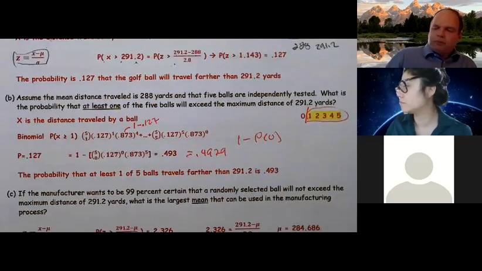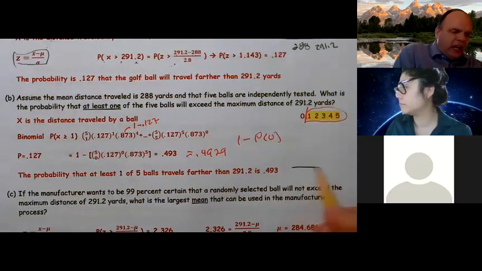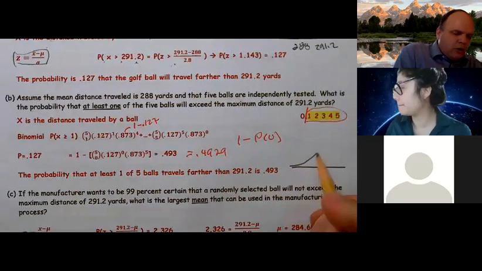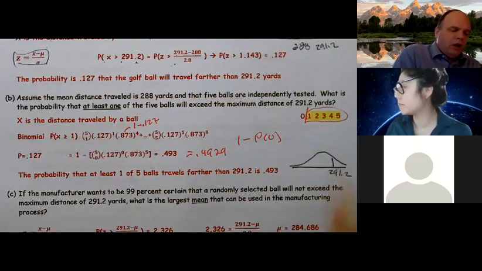So here, I know I have a normal distribution. I know I cannot exceed 291.2. I don't know my mean. This is what I need to find. But I know this area right here is 0.99.